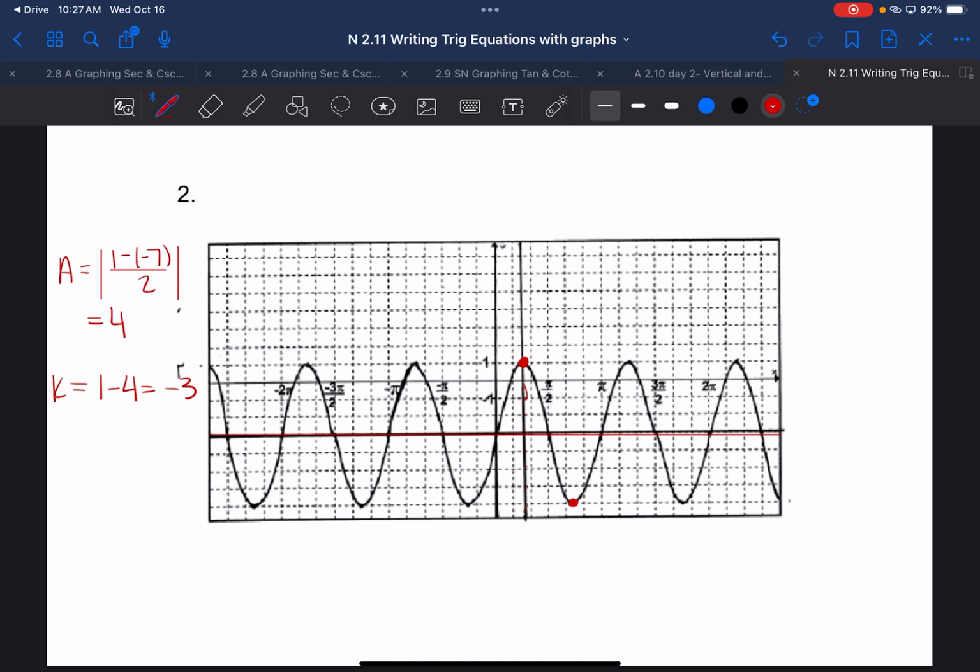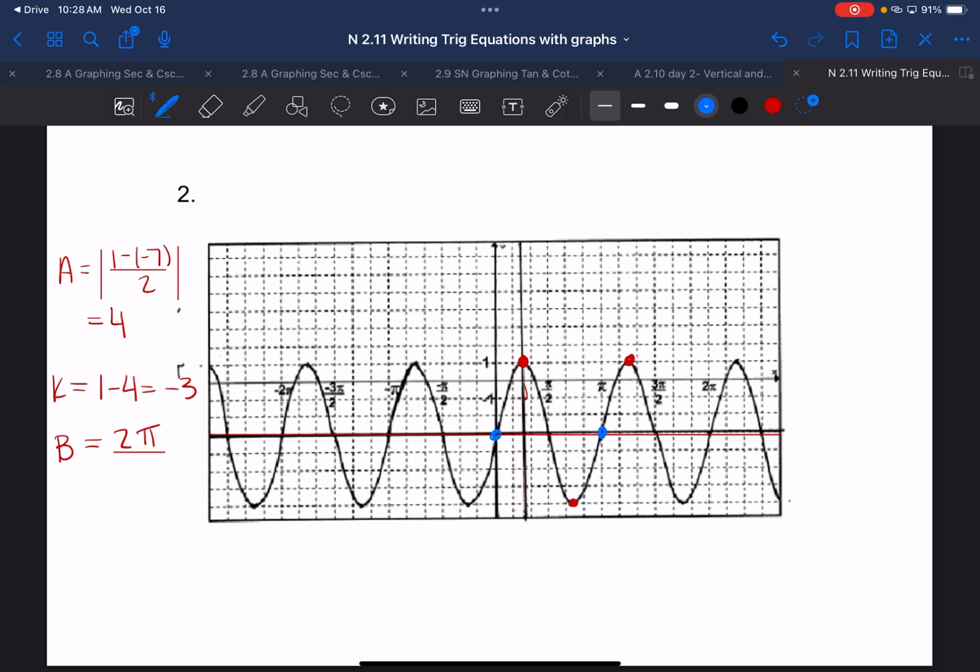We also need to find B, right? And remember, B is 2 pi divided by the period. And your period is however long it takes for one cycle. So you could go from a 0 to a 0, a maximum to a maximum. We did already highlight this maximum, so I'll go ahead and mark this one. You also could do from a 0 past a maximum and a minimum back to a 0, so that would work too. Either way, we just need to count how far it is between these points.